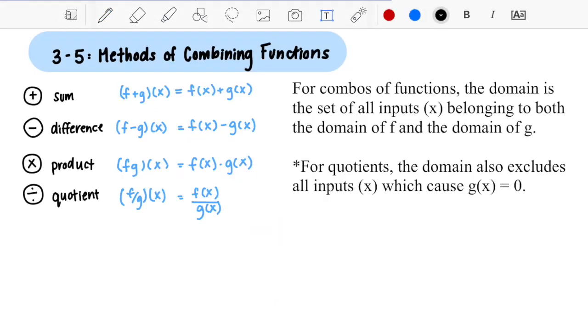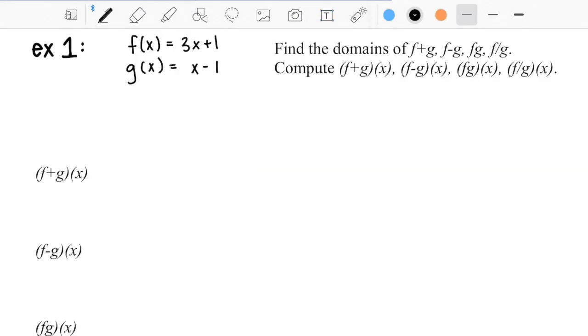For the combinations of functions, the domain is the set of all inputs x belonging to both the domain of the function f and the domain of the function g. For quotients, the domain also excludes all inputs which cause g of x, which is the denominator, to equal 0. We're going to take a look at what this all looks like in action.